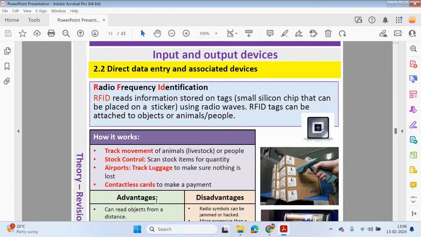Okay, so we did look at radio frequency identification for the contactless method. RFID reads information stored on tags. So you may have noticed if you go to shops and purchase some items like a CD or DVD, you might see a sticker like this. It's a small silicon chip that can be placed on the sticker. So using radio waves, the RFID tags can be read from a distance.